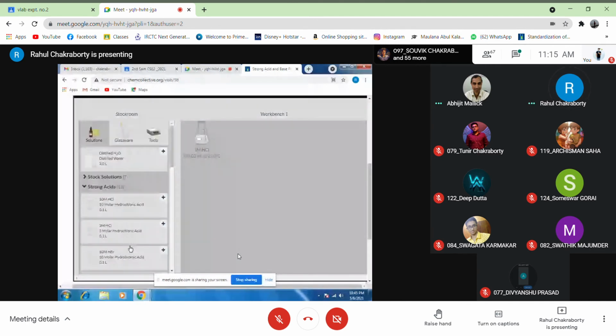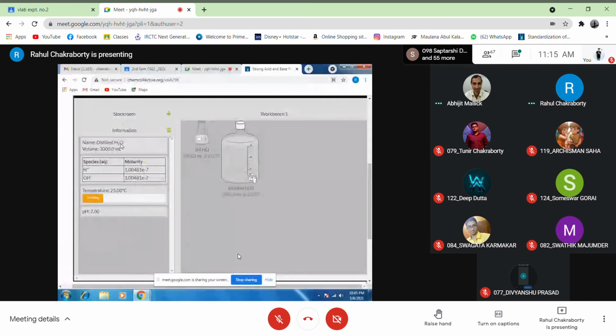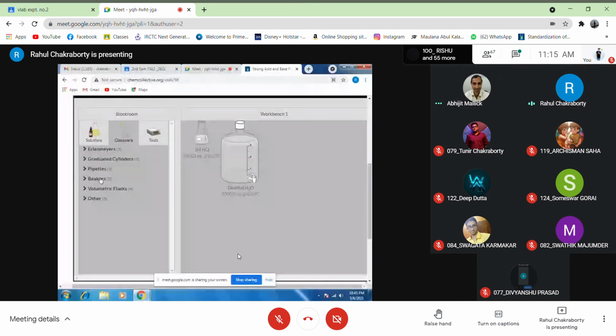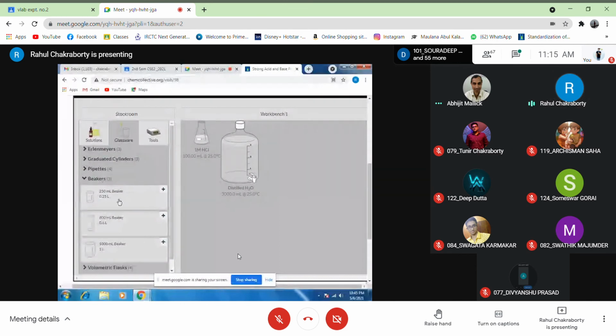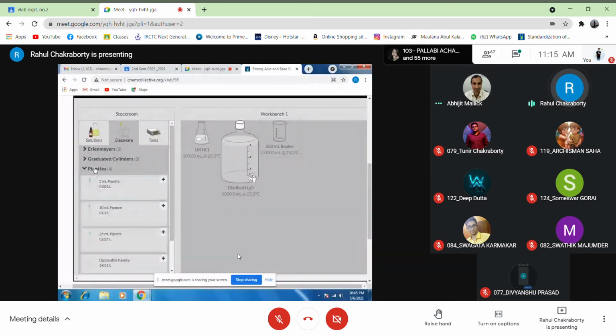Then choose distilled water. Then select the glassware you need: click on beakers and choose a 250 ml beaker. Then click on pipettes and choose a 10 ml pipette.